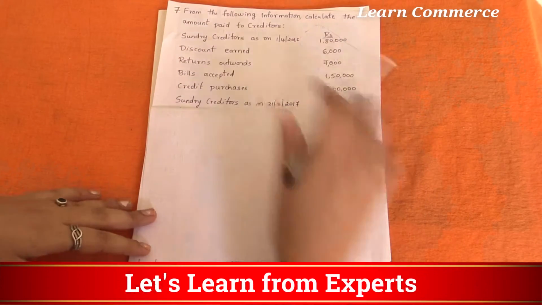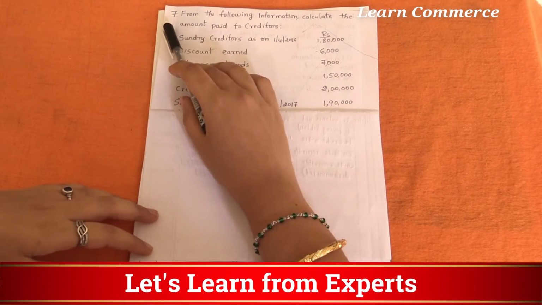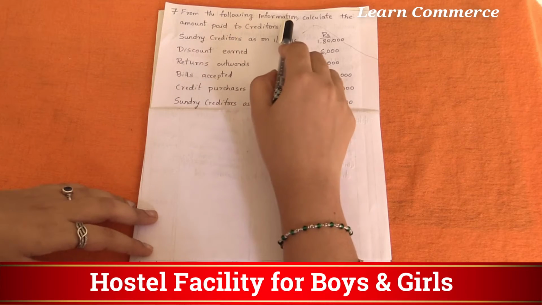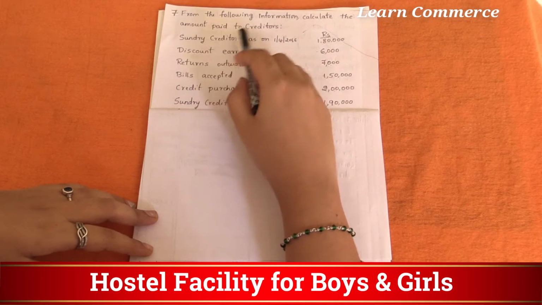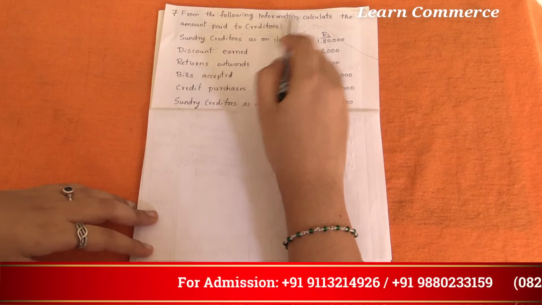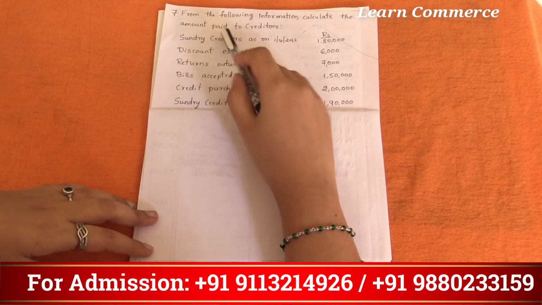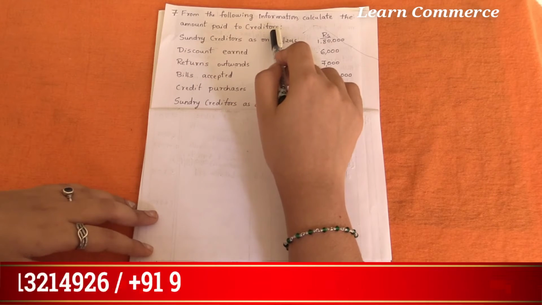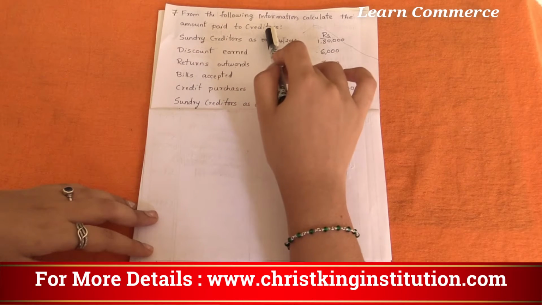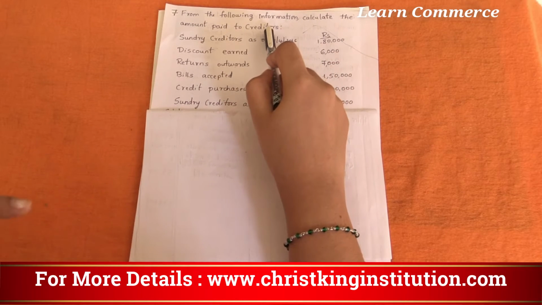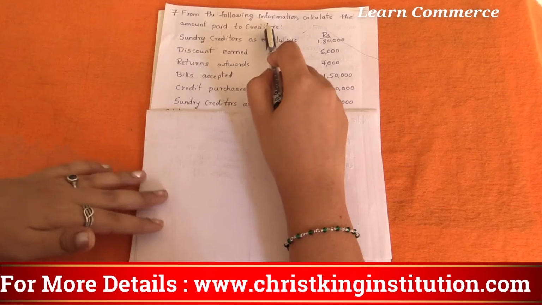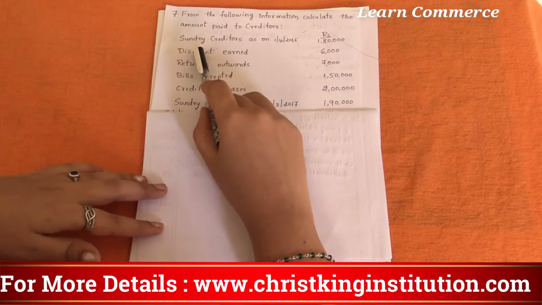Next, seventh problem. From the following information, calculate the amount paid to creditors. So, we have to calculate the amount paid to creditors. Understood? That means we have to prepare the total creditors account. Let us see the information.